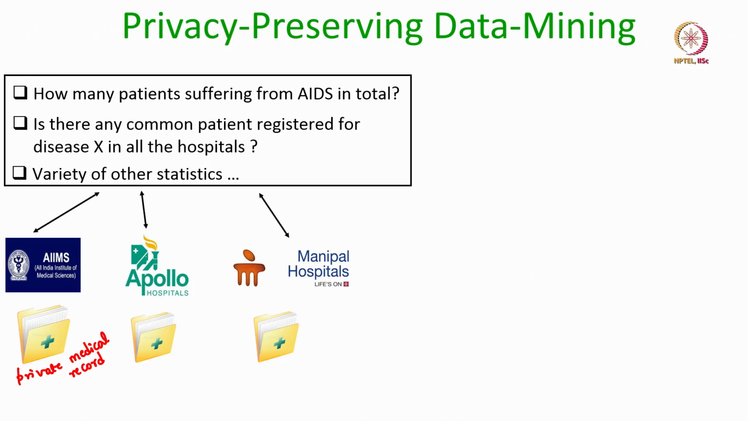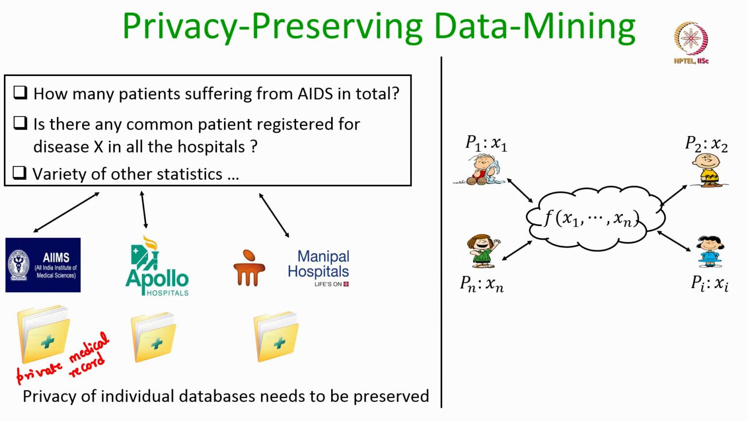Of course, they can compute the statistics if each hospital makes its medical record available in the public domain, but as I said there are various legal implications regarding that. So, now the question is it possible to perform any kind of data mining operations in a privacy preserving way. Okay. So, now let us see how this problem can be abstracted by the problem of secure multi-party computation.